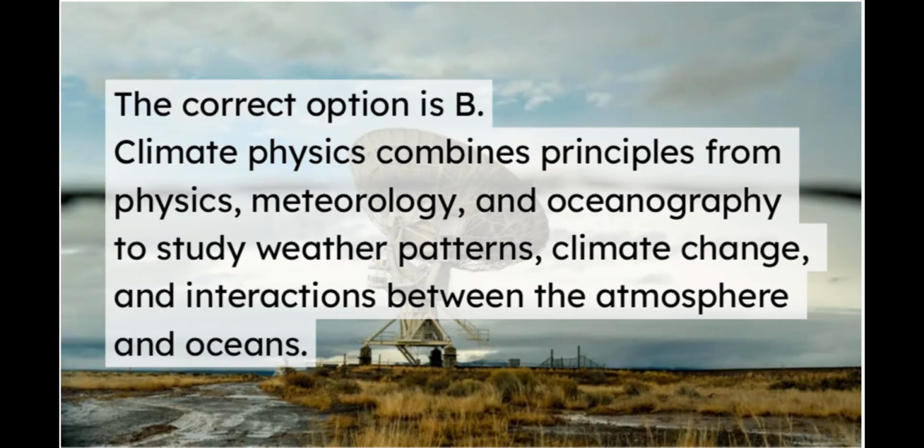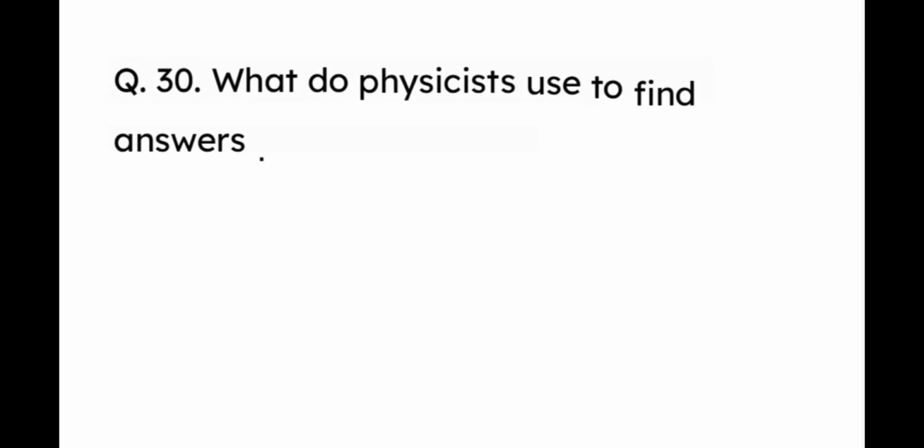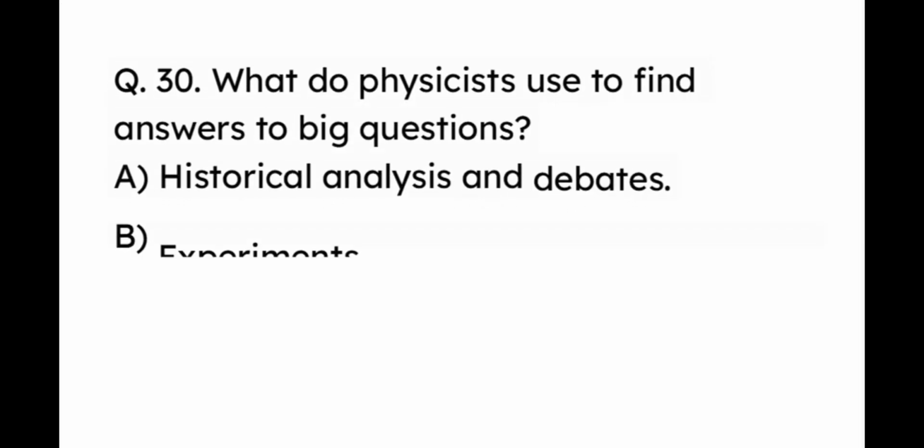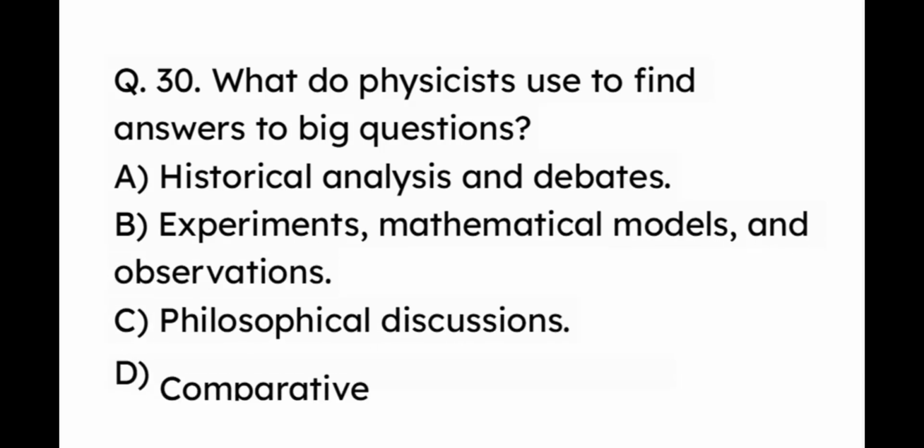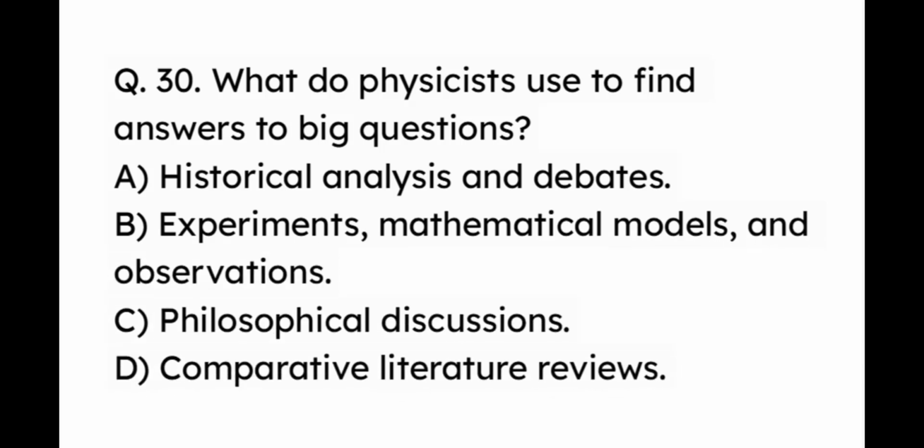Q30. What do physicists use to find answers to big questions? A. Historical analysis and debates. B. Experiments, mathematical models, and observations. C. Philosophical discussions. D. Comparative literature reviews.